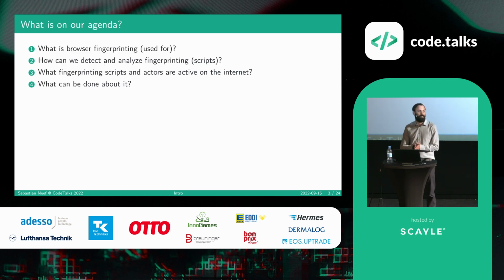So let's get into the nice stuff. What is on our agenda? So I will introduce browser fingerprinting to you, what is it used for, how does it work. Then I will talk about how we can detect and analyze fingerprinting on the internet. And in the end, we'll talk about what actors or scripts are there, what they do, why they might do it. And in the end, we talk about what can we do about it. Is there anything we can do about it? We will see.